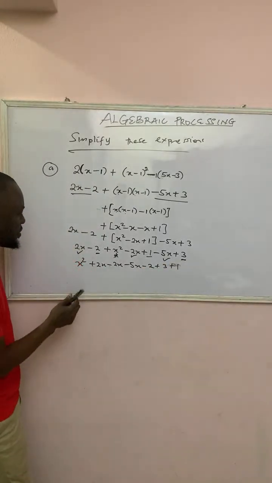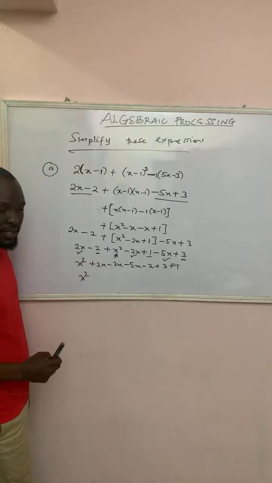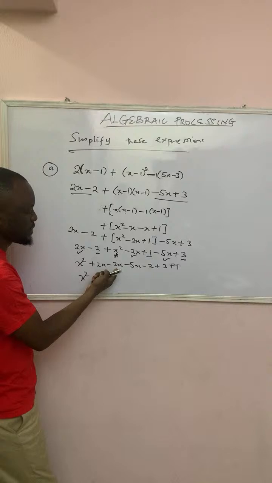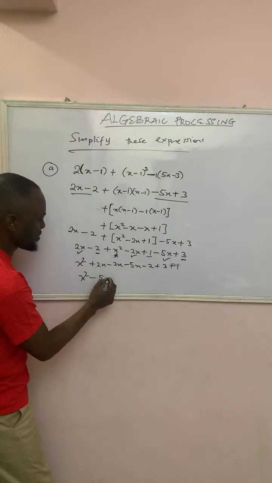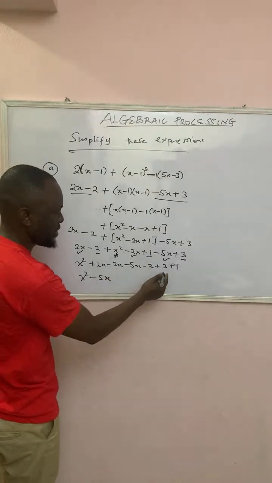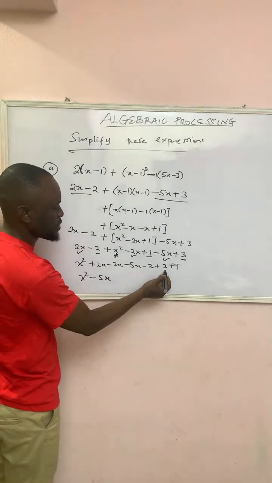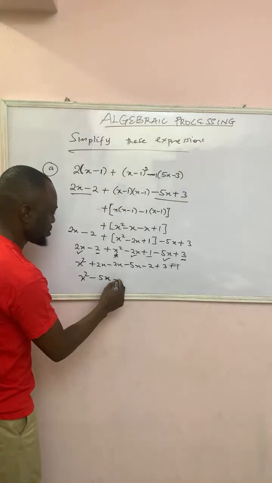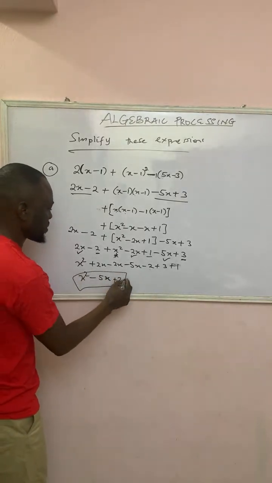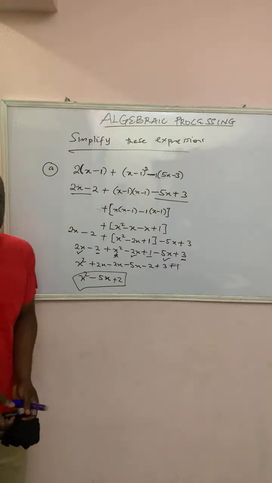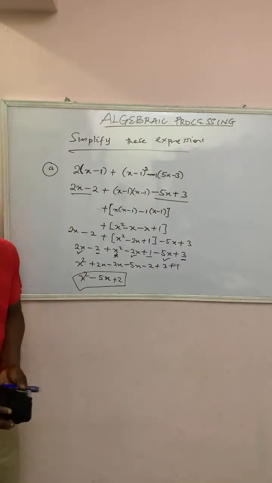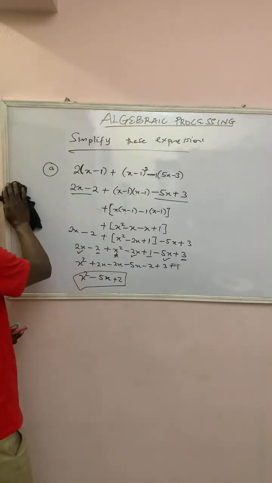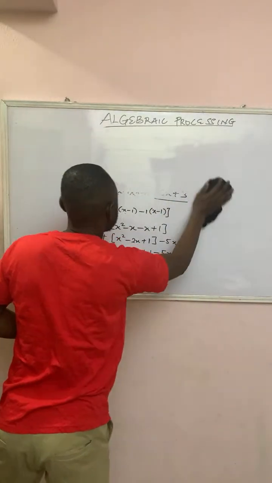So this is x squared. Now 2x minus 2x are like terms, and that is 0, so I have minus 5x. Here, minus 2 plus 3 will give me 1. So 1 plus 1 is 2. So this is the result for this question. I hope it's clear. All right. So you can copy that very quickly, and then let's move ahead.